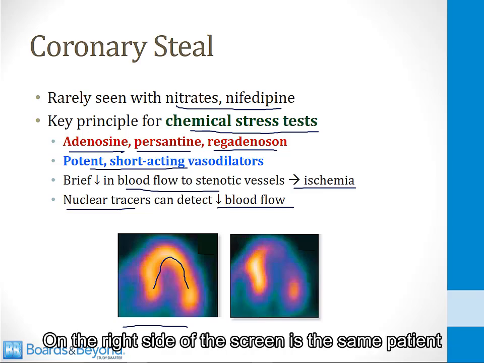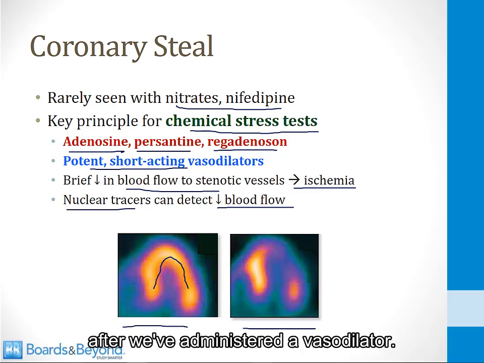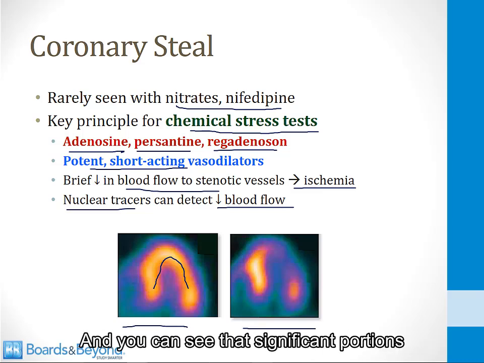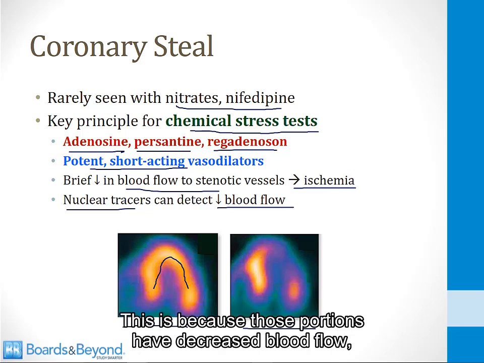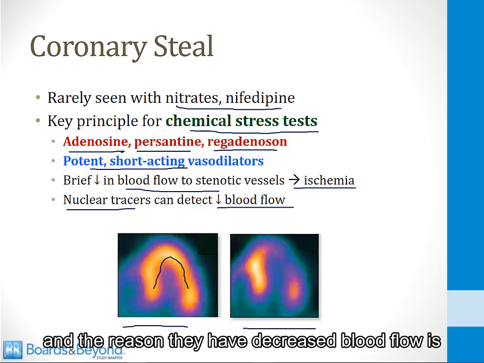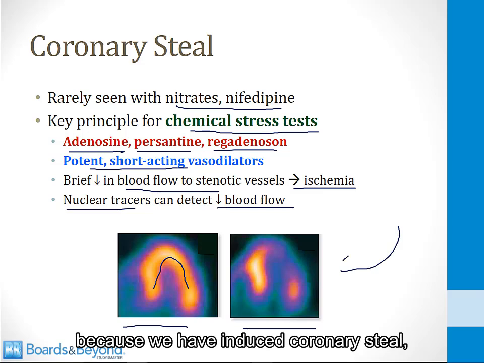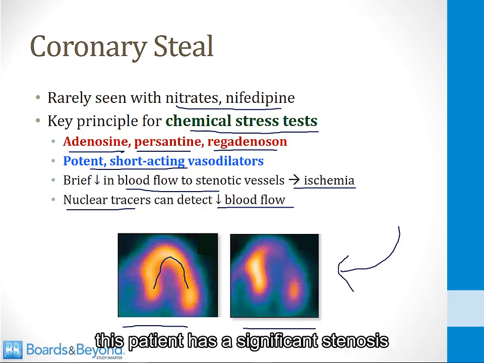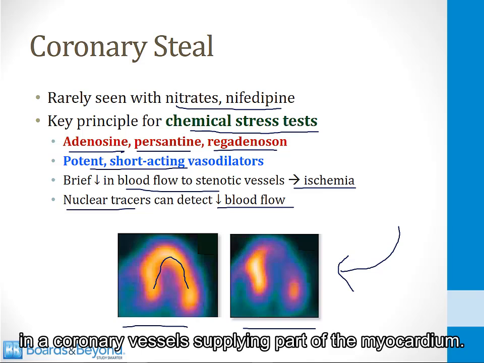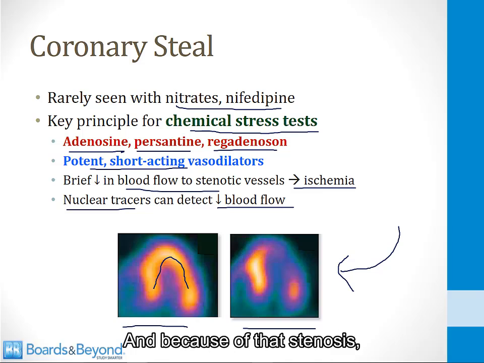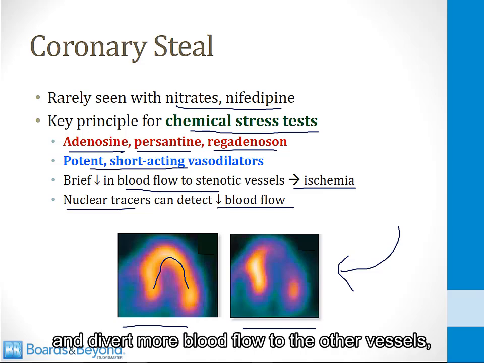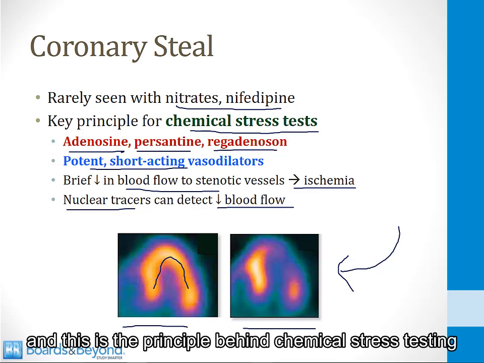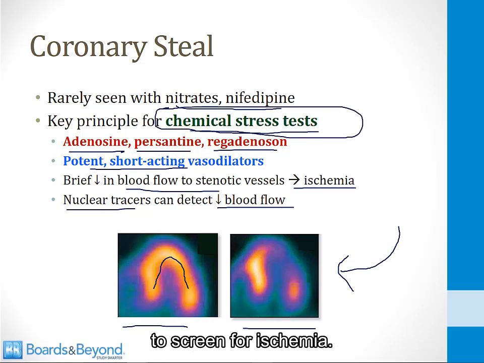On the right side of the screen is the same patient after we've administered a vasodilator, and you can see that significant portions of the left ventricle are not bright and are in fact dark. This is because those portions have decreased blood flow, and the reason they have decreased blood flow is because we have induced coronary steal. This patient has a significant stenosis in a coronary vessel supplying part of the myocardium, and because of that stenosis, we've been able to cause coronary steal and divert more blood flow to the other vessels. And this is the principle behind chemical stress testing to screen for ischemia.